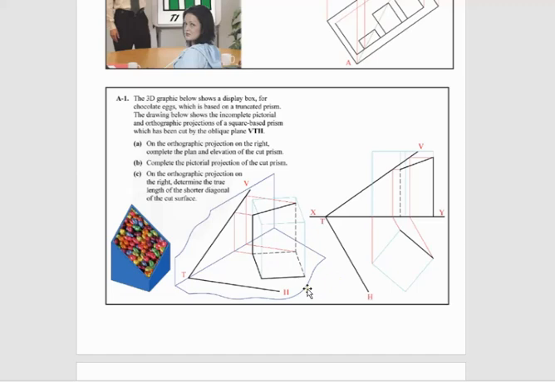Then the next part of this here is on the orthographic projection on the right hand side, determine the true length of the shortest diagonal line on the cut surface. So again, shortest diagonal, so it's the diagonal going across here. So again, if we're dealing with this, a lot of the time this can be dealt with using one point. The higher point is the top of a cone, the lower point is the base of a cone, rotating it in plan, and then drawing it when it's brought horizontally in plan, drawing the elevation of a new cone.